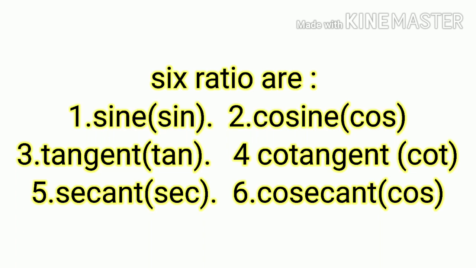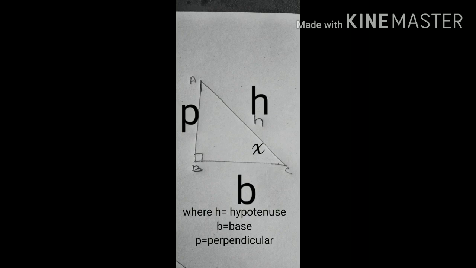Trigonometric ratios completely depend upon a right angle triangle. So at first we should have knowledge about the Pythagoras theorem. If you want, you can note it: h square is equal to p square plus b square, where h is the hypotenuse of a triangle, p is the perpendicular of a triangle, and b is the base of a triangle.